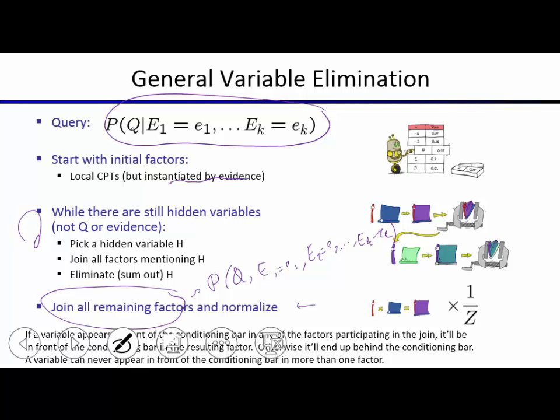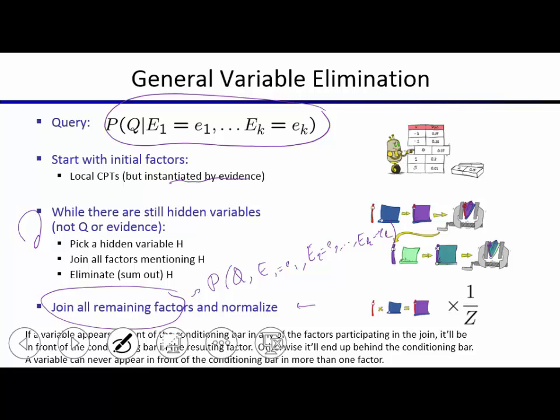One thing you might want to be aware of is when you join factors together, you can ask yourself what happens to variables that were before the conditioning bar initially, or behind the conditioning bar, maybe in both places, one place in one factor, another place in another factor. Will they end up before or behind the conditioning bar after the join? The answer is, if in any of the factors a variable appears in front of the conditioning bar, it'll appear in front of the conditioning bar in the join of those factors. Otherwise, meaning if it only ever appears in the back, it'll appear in the back in the resulting factor from the join.